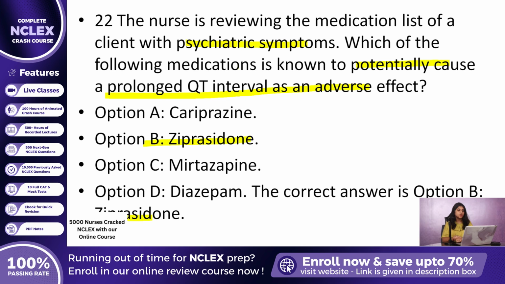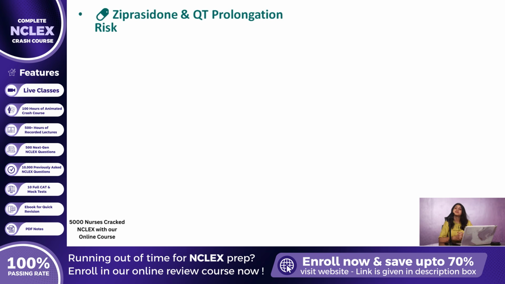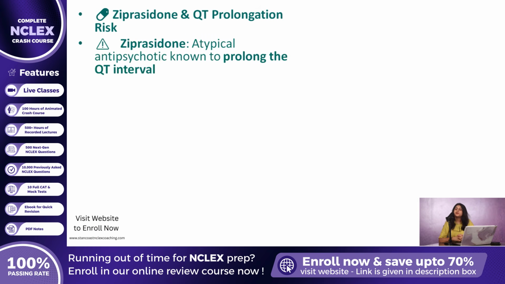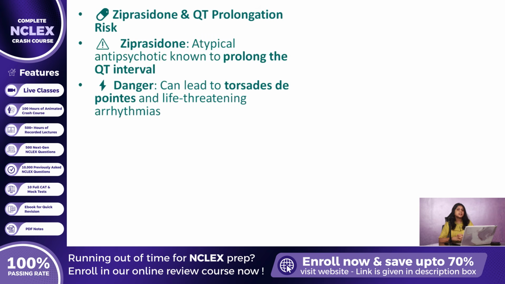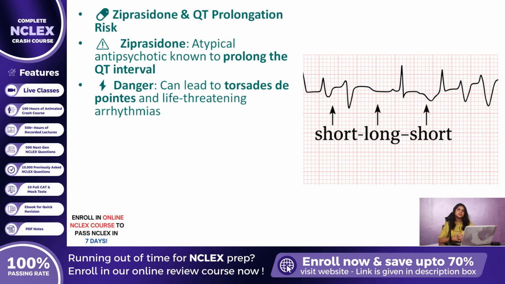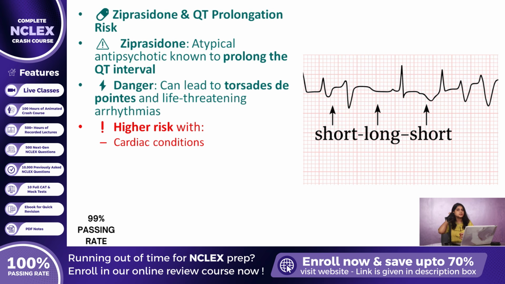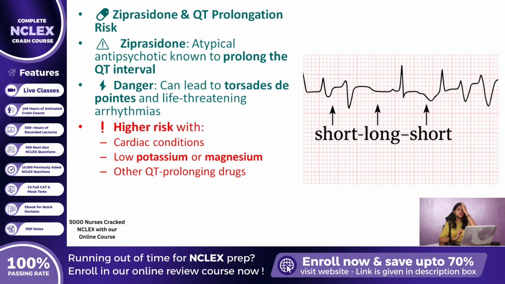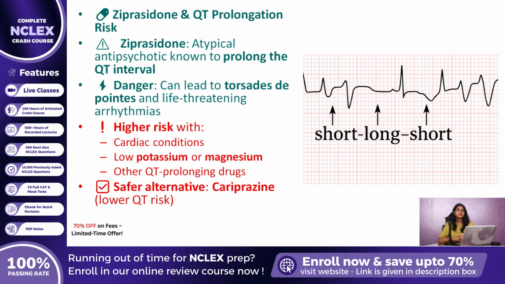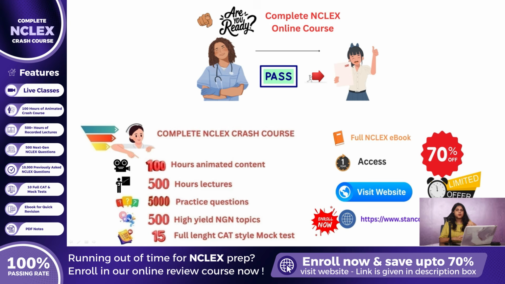Now, let us understand why this is the best choice. Ziprasidone is an atypical antipsychotic that has been associated with prolongation of the QT interval, a condition that can lead to dangerous arrhythmias like torsades de pointes. This risk increases when a client has underlying cardiac issues, electrolyte disturbances such as low potassium or magnesium, or is taking other QT prolonging drugs. On the other hand, option A, cariprazine, although also an atypical antipsychotic, carries a significantly lower risk for QT prolongation.